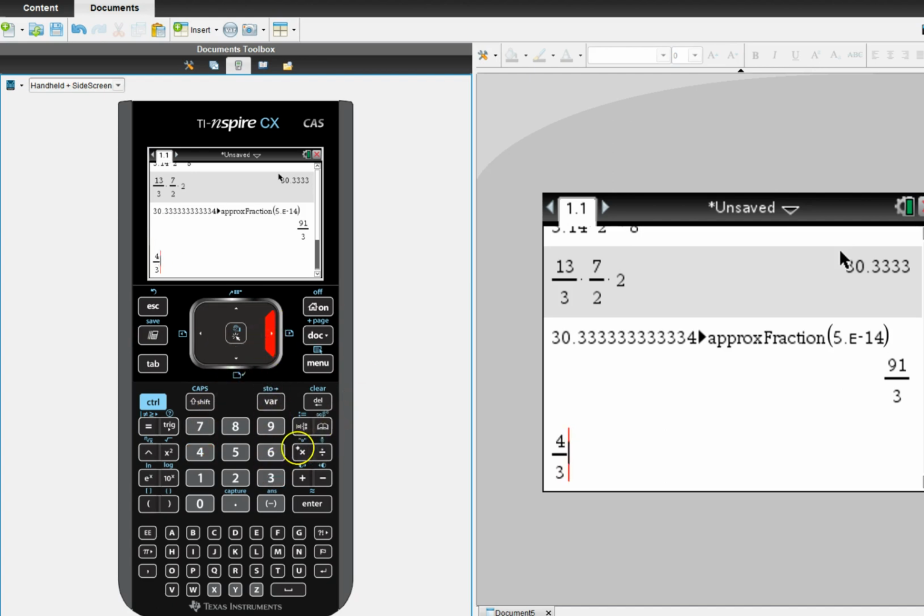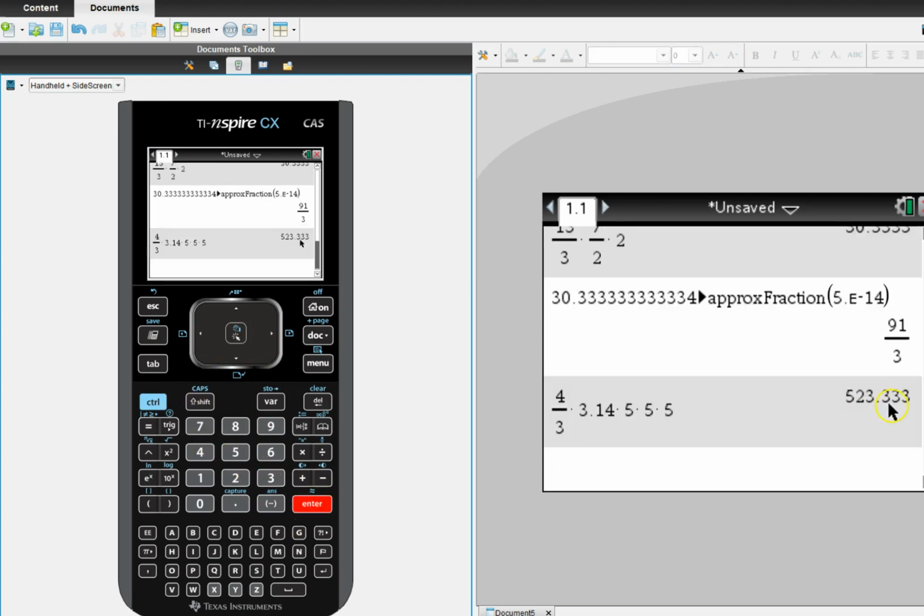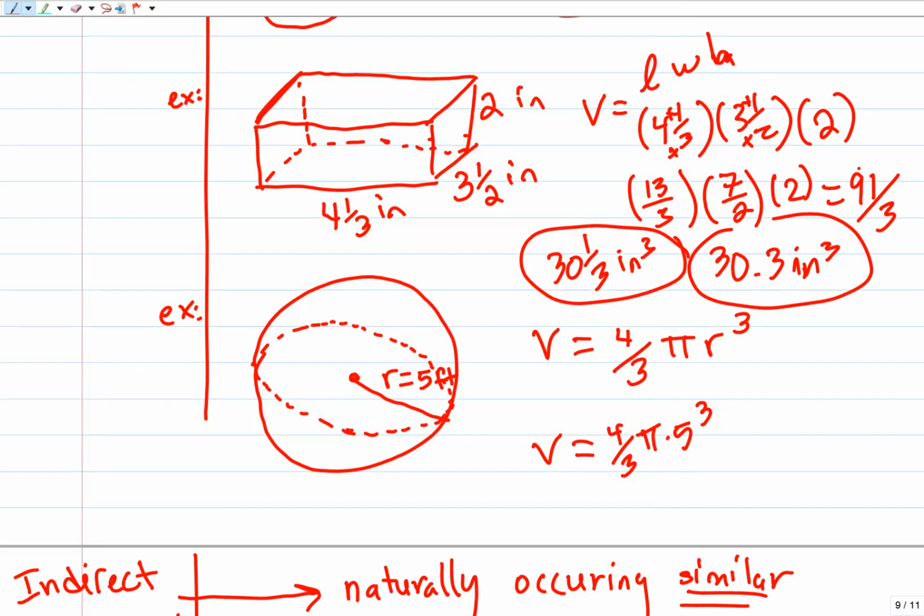4/3 pi, which is 3.14, times the radius 5 raised to the third. If you don't have a raised to the third or you don't know how to do that, you could do 5 times 5 times 5 to get that 5 cubed. So how about 523.33 cubic feet.